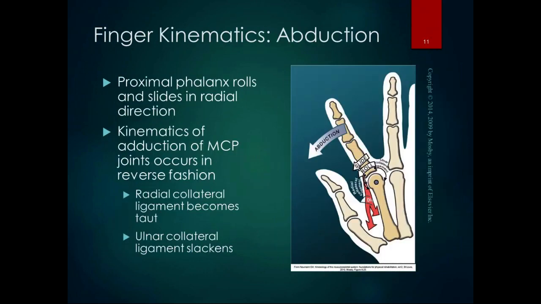In abduction, the proximal phalanx rolls and slides in the radial direction, so in the same direction because it's concave moving on convex. The kinematics of abduction of the MCP joints occurs in the reverse fashion. So radial collateral ligament becomes taut when we go in the radial direction, and the ulnar collateral ligament slackens.